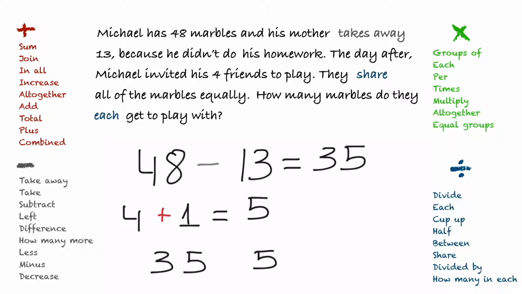This is telling us to divide. 35 divided by 5 is 7. So each friend plays with 7 marbles.